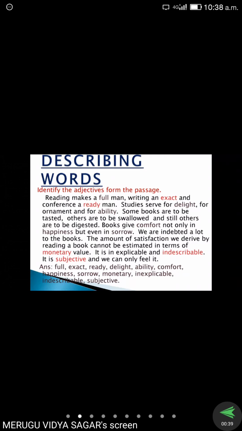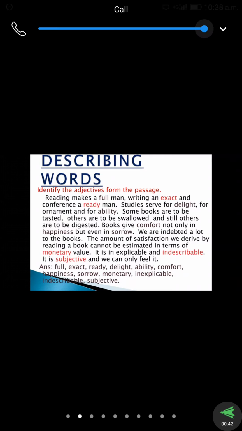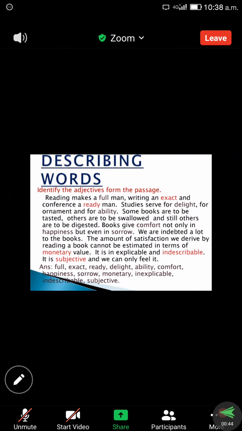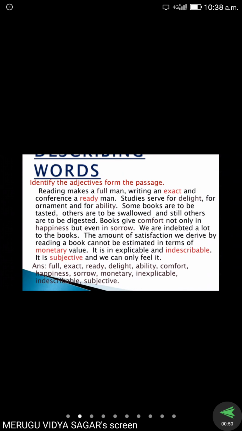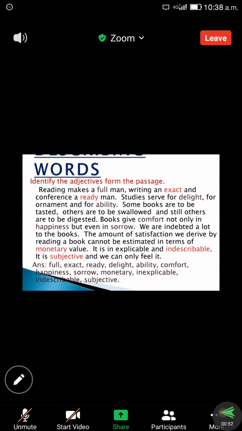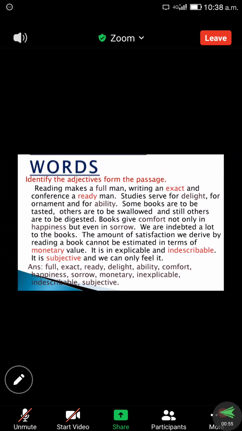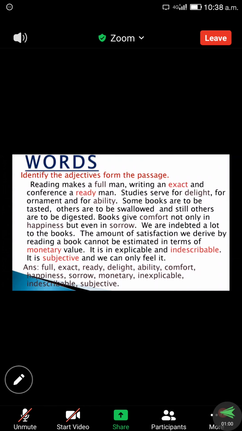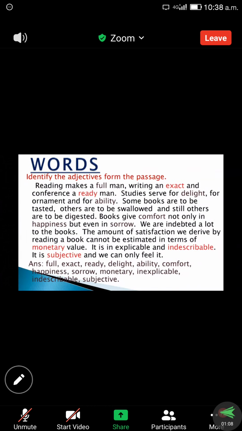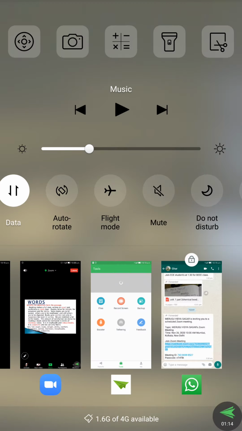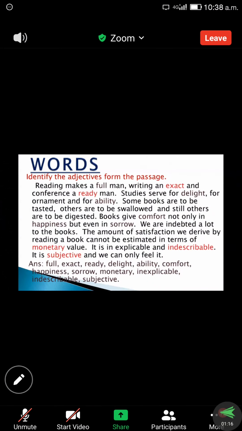Similarly, one paragraph is given so as to identify describing words. First read it yourself once. After that, I will read it for you twice. Then we can try to identify the describing words. So in this topic, describing words, our task is to identify whether the particular word given in the paragraph is a describing word or not. That is the first one. From that point of view, our knowledge is tested.